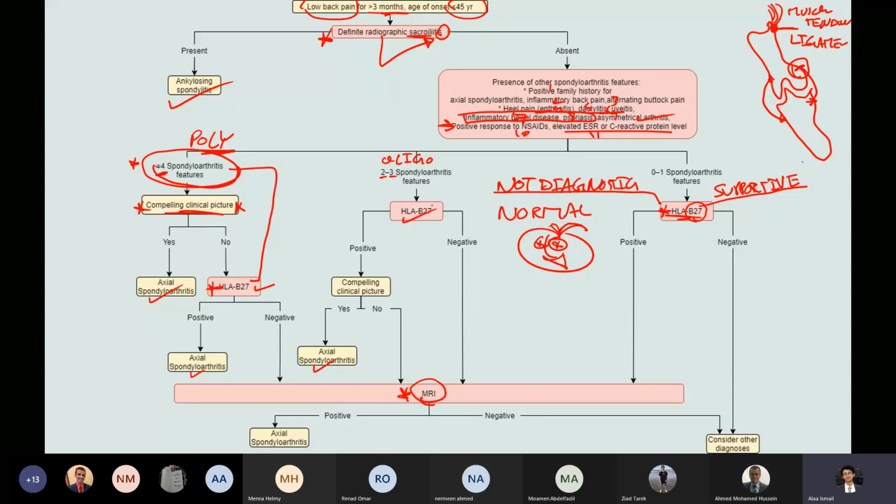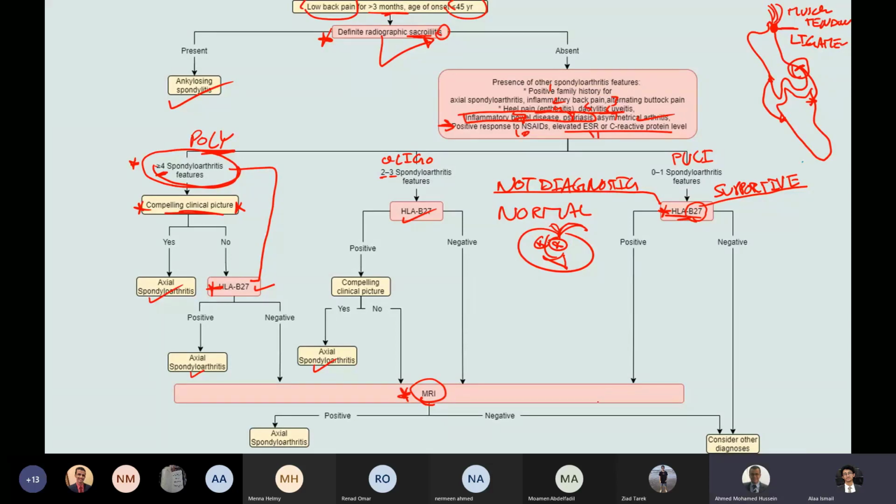Now, what if the HLA-B27 is negative? If the HLA-B27 is negative, we're going to move directly to the MRI. Okay, finally, if you have just 1 joint that's affected, a monoarthritis, even if you don't have any of the previous features, you still need to go for the HLA-B27. If this HLA-B27 is positive, then go for the fourth stone we have, the MRI.